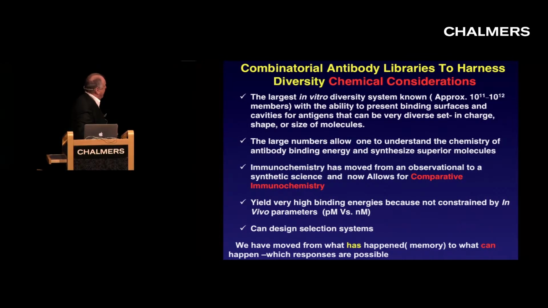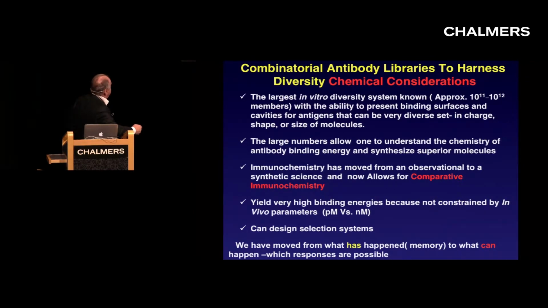So let's divide it into chemical considerations and biological before going to a real example. It's the largest diversity system known. I suppose people who are interested in smell could argue this, but probably not very effectively. With the ability to present all kinds of binding surfaces and cavities for antigens that can be very diverse, in shape and size and so forth. There are antibodies in there that have pockets, deep pockets, right? Entropic issues. There are antibodies that have grooves for peptides. And then there are antibodies that have 700 square angstroms of surface binding energy, in order to bind flat to proteins. So those are the categories.